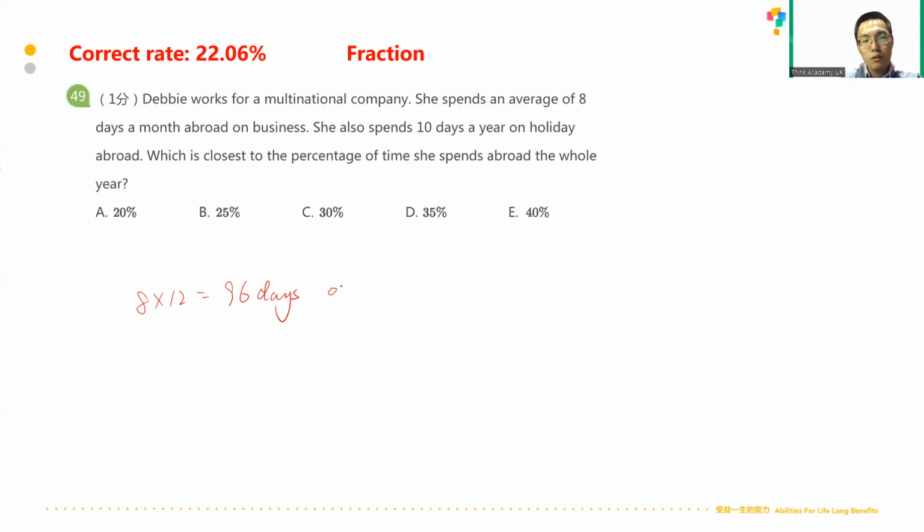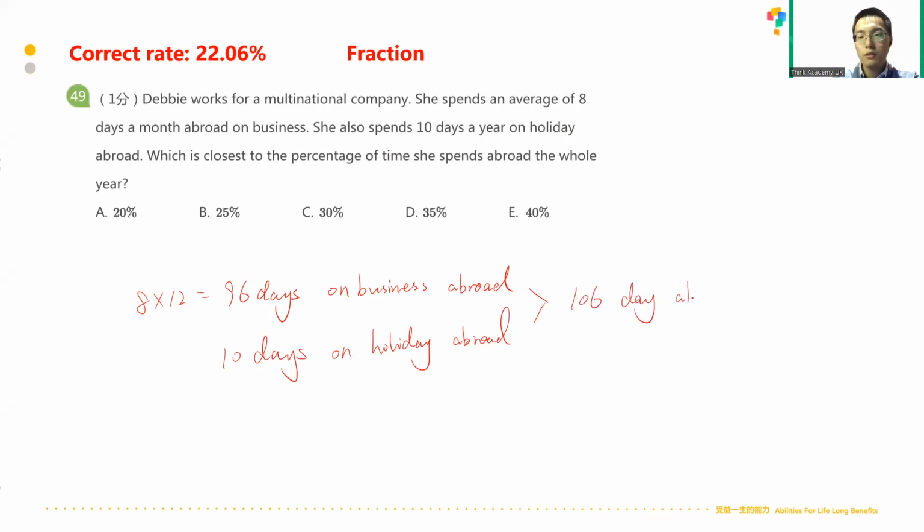So 96 days on business abroad. And she also spends 10 days a year on holiday abroad. So altogether, we will have 96 plus 10, 106 days abroad per year.